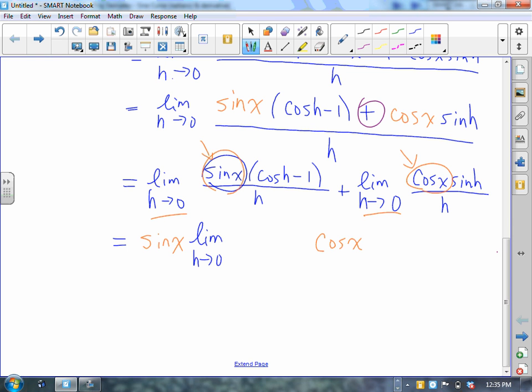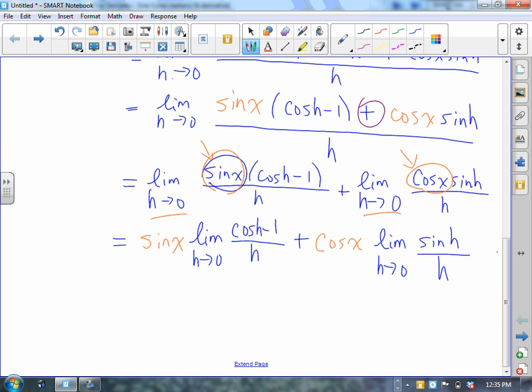So we're going to pull those out front. And what we're left with here is the cos of h minus 1 all over h. And over here, what we're left with is the limit as h approaches 0 of sine h over h.